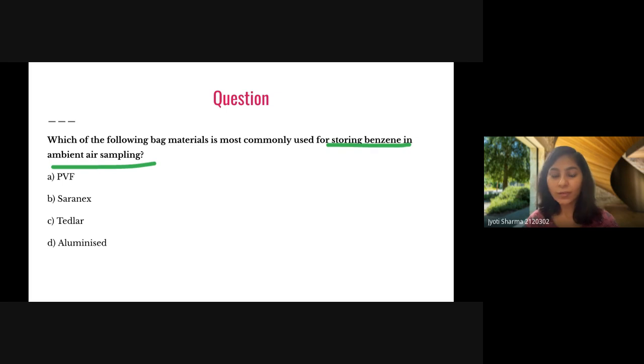Okay, so Venkateshwara gave me C answer, that is Tedlar. As I told you, for different types of gases to be stored in a container, the container material should be very specific in nature, so there is no leakage and no alteration, right? So for storing benzene, we are using Tedlar material to collect the benzene, and this is the bag material, right? And let me show you the different types of material we can use.